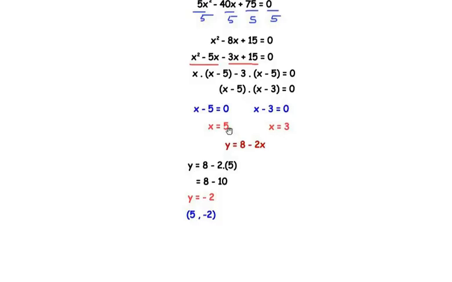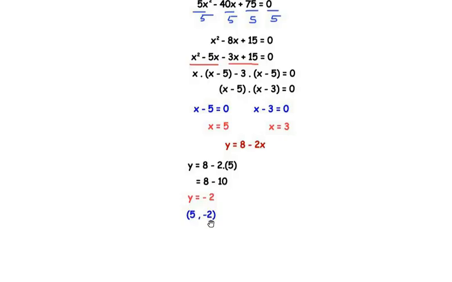So let us take the value of x equal to 5 first. So we get y equal to 8 minus 2 times 5. 2 times 5 is 10, so 8 minus 10 gives us negative 2. So the coordinates of the first point are: when x is 5, y is negative 2.